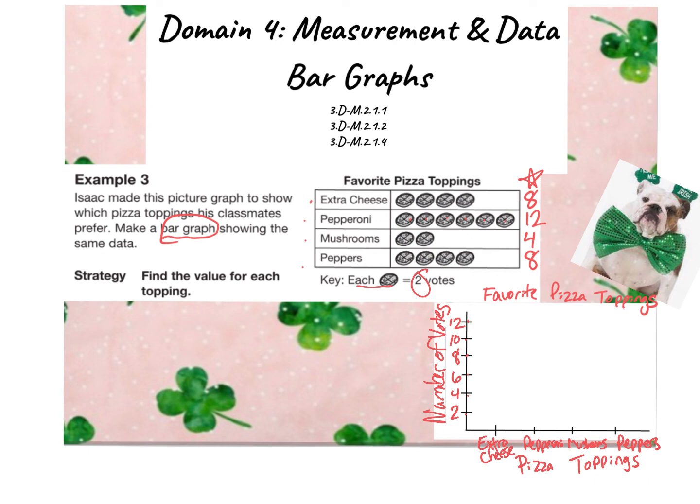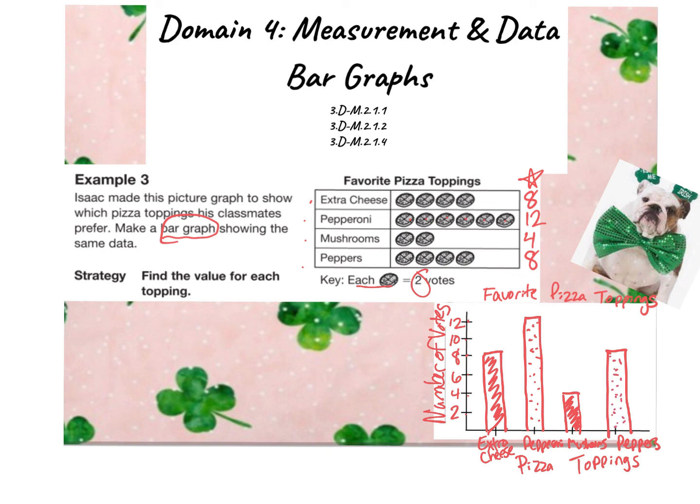My extra cheese is gonna go all the ways up to 8. And you can color it in if you'd like to. My pepperoni is going to go all the ways up to 12. I'm gonna put some polka dots for my pepperonis on that one. And then my mushrooms go to 4. So sometimes I like to go over with my hand, and then I come just across like that. Perfect. Then we can go ahead and color that one in. And then peppers have 8 as well. Might make some polka dots for the peppers as well.